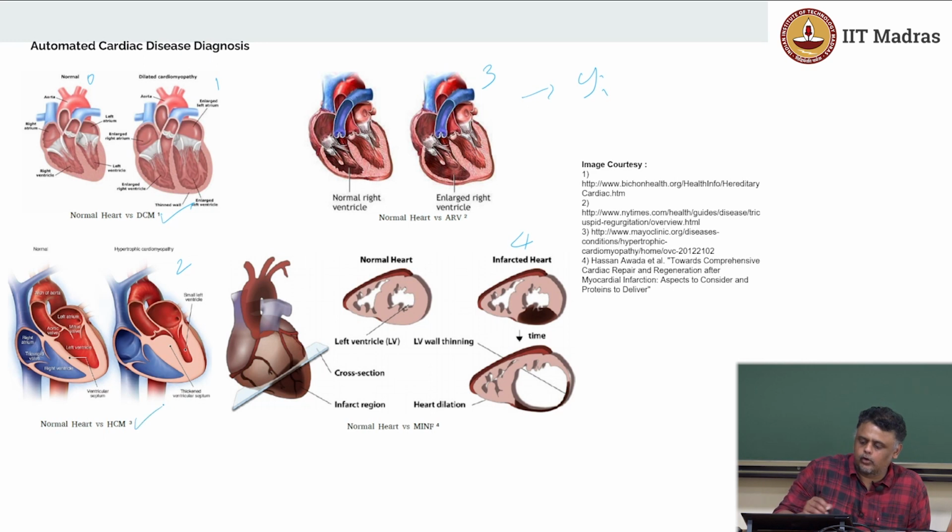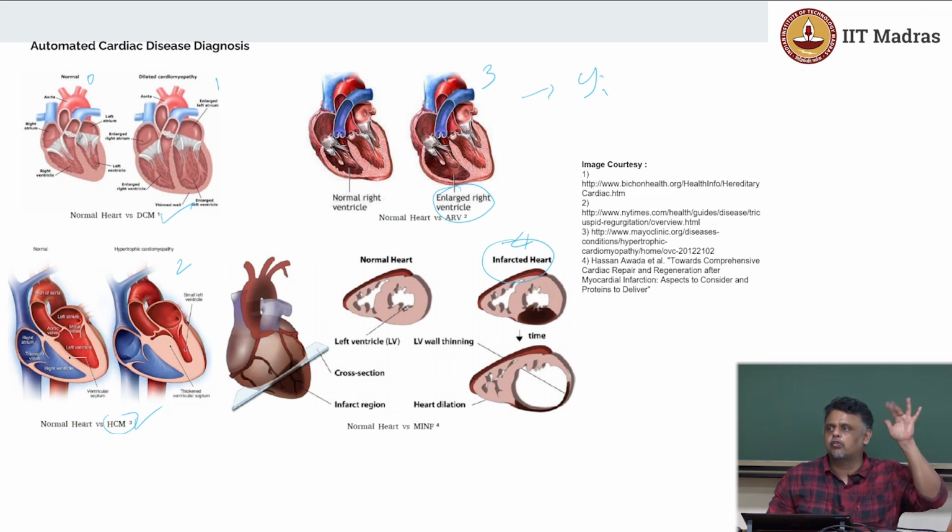This is called hypertrophic cardiomyopathy. That's right there, this one. This is the enlarged left ventricle. That's another condition. And this is the infarcted heart. So 0, 1, 2, 3, 4. 5 conditions. So that's 5 classes.